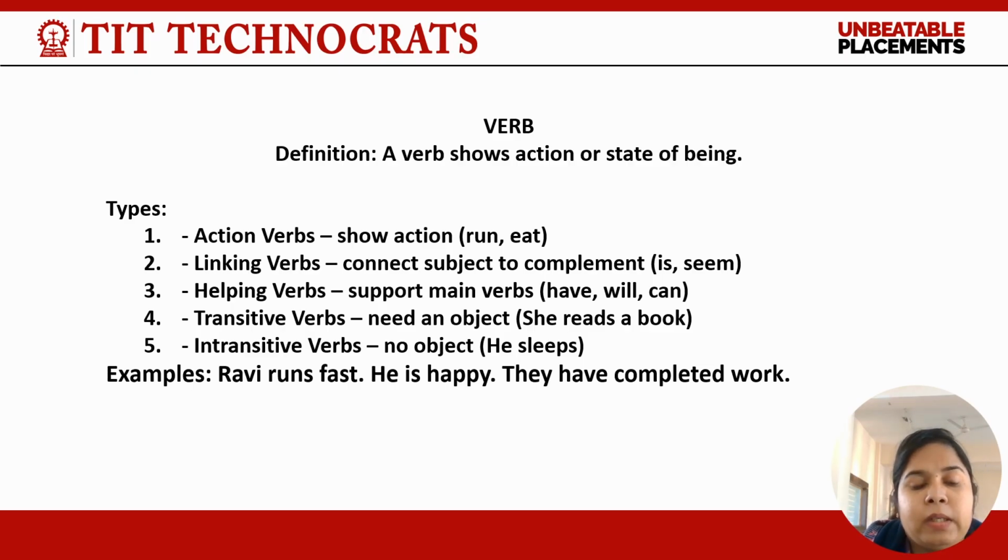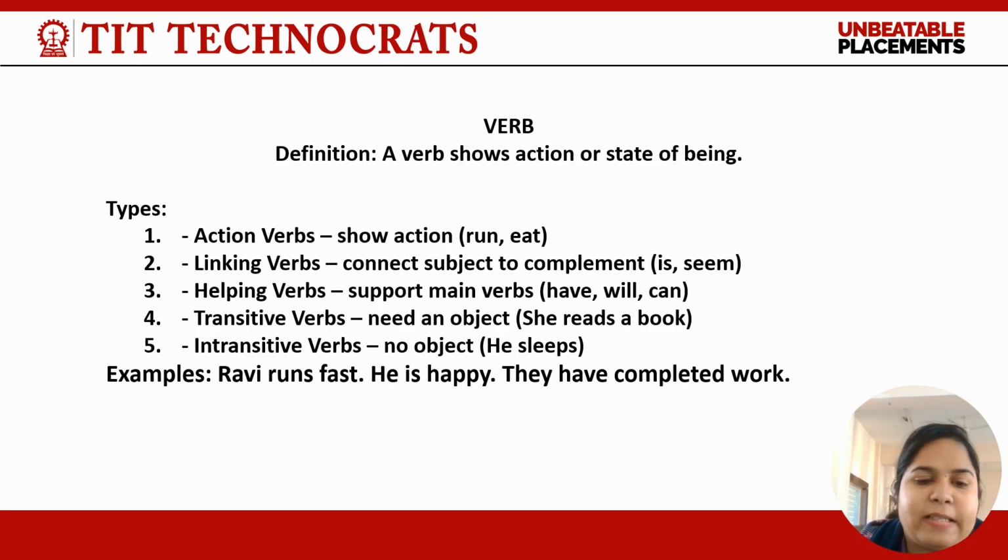The third one is the helping verb, which supports the main verb, supporting the verb to the main subject, whereas it can be have, will, can. The fourth type of verb is the transitive verb, which needs an object to tell that some action or state of being is there. For example, she reads a book, or they are reading a book.